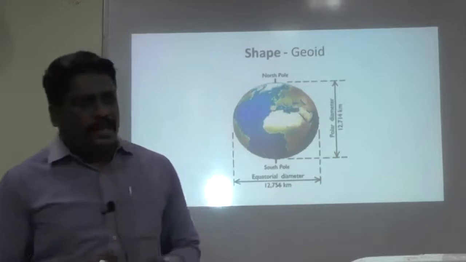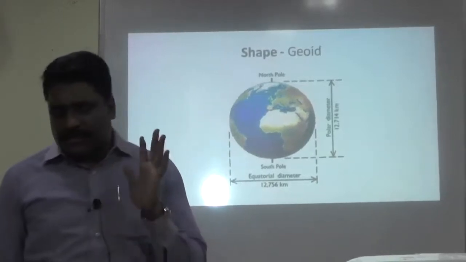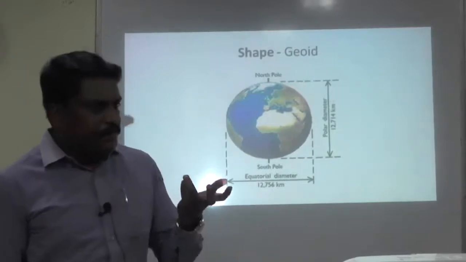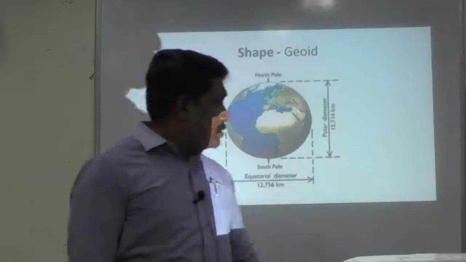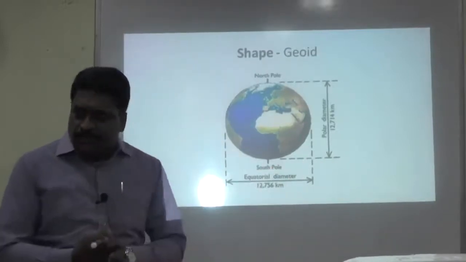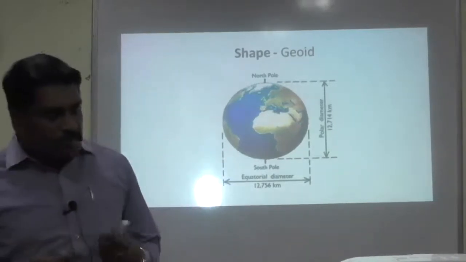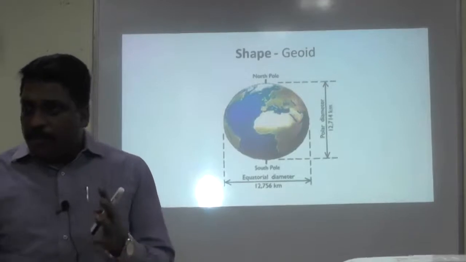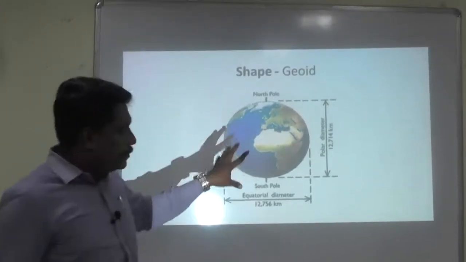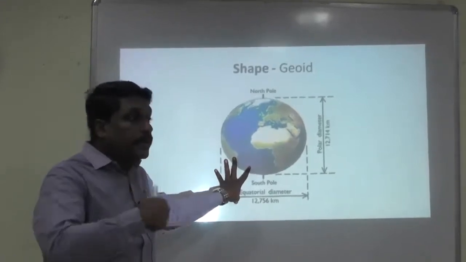So I'll be insisting on those aspects that are needed for any competitive examination. Last class we started with very basic facts, with the shape of the earth. What exactly is the shape of the earth? Geoid. Very good. Whenever I say geoid, what is the meaning of geoid? Geoid means earth shape. So I understand earth is not a perfect sphere. That's the reason we always say earth is more like a sphere.